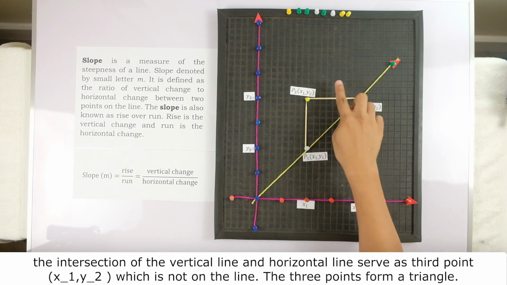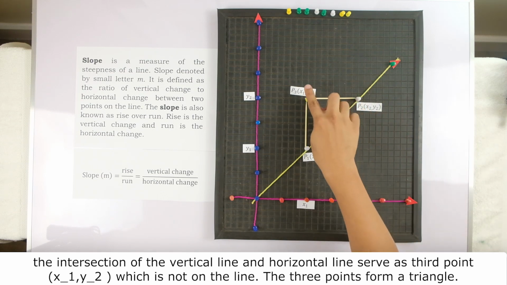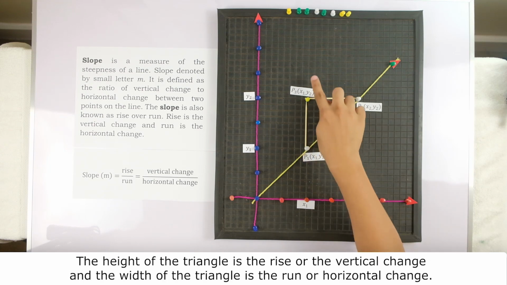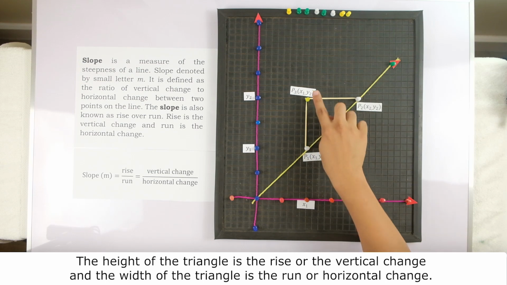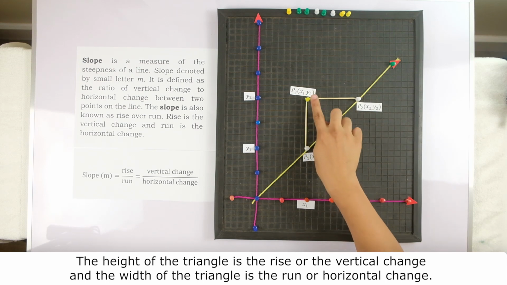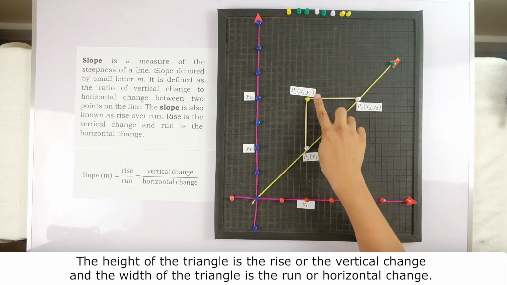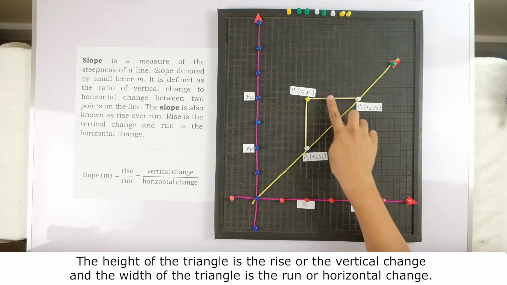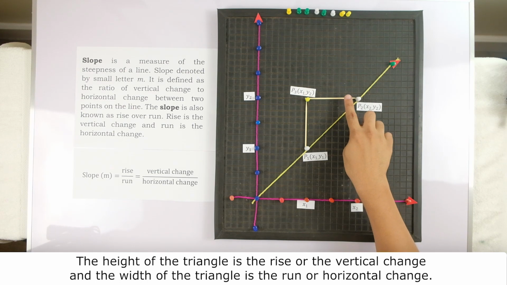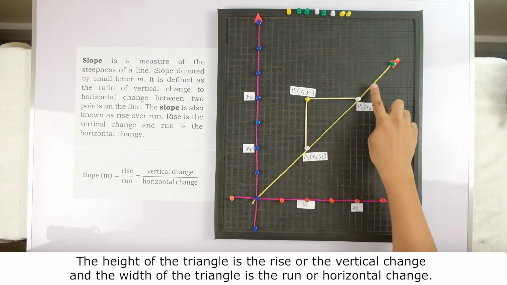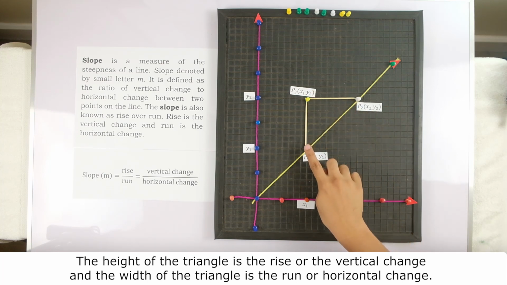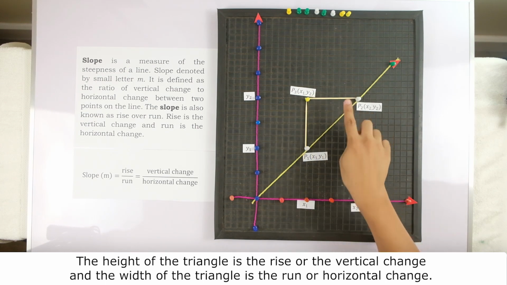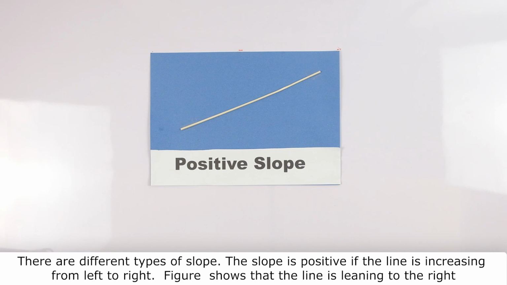The 3 points form a triangle. The height of the triangle is the rise or the vertical change, and the width of the triangle is the run or horizontal change. The slope of this line can be determined by rise over run, or changes on the vertical over changes on the horizontal. There are different types of slope.